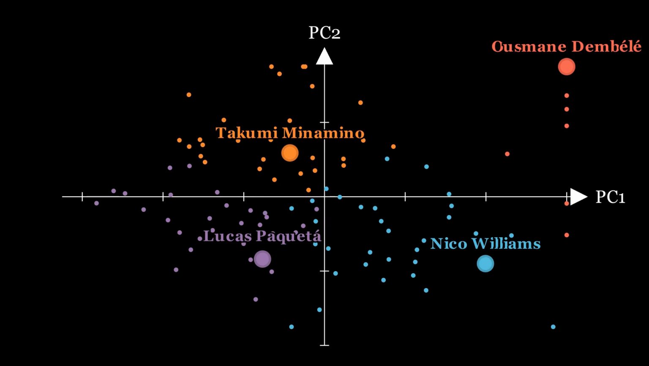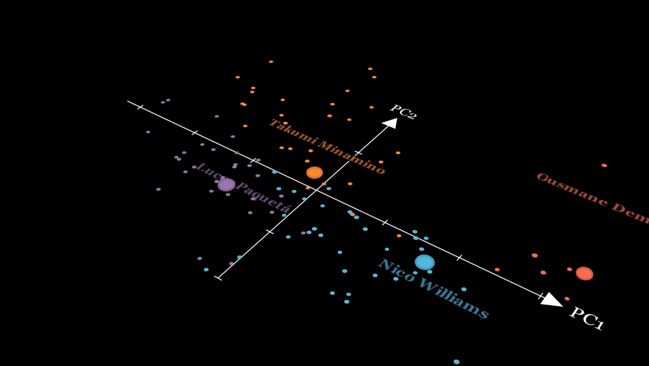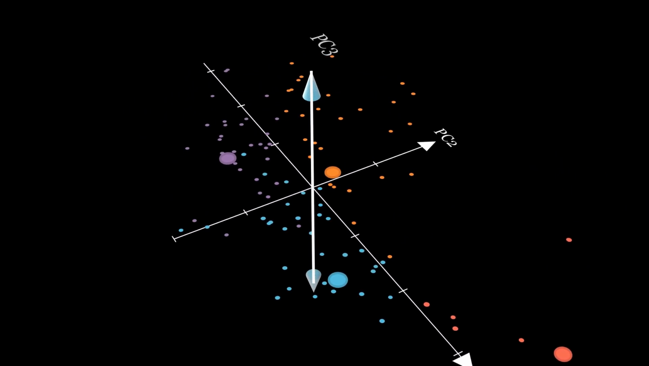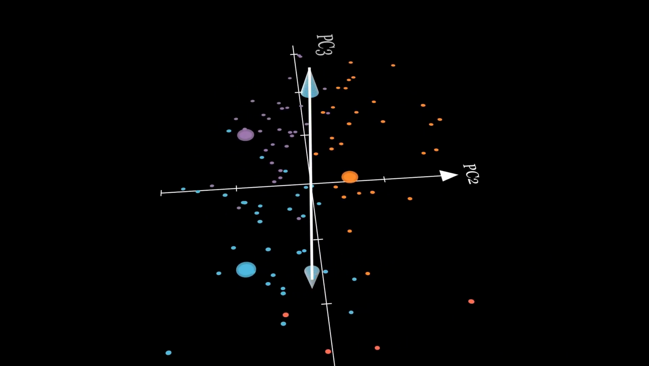And we can push this idea even further. By adding one more principal component and moving into three dimensions, we start to uncover subtypes within each group. Players who look similar on the surface but contribute in subtly different ways.